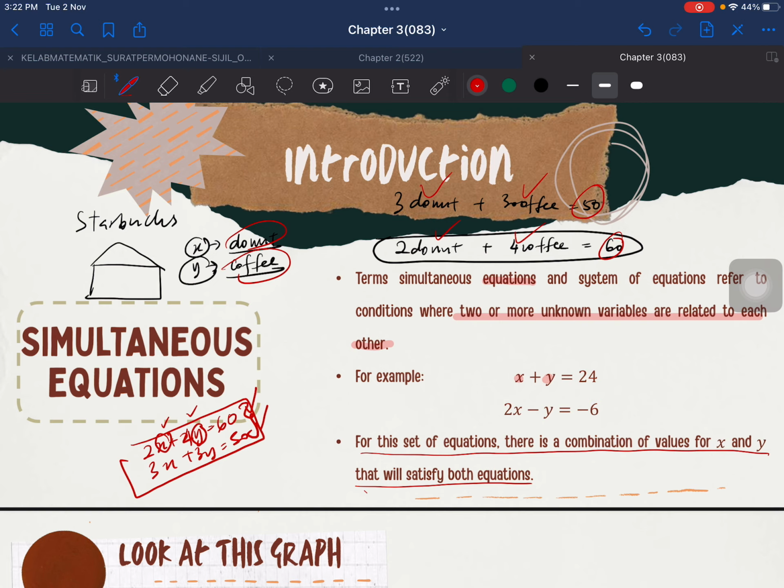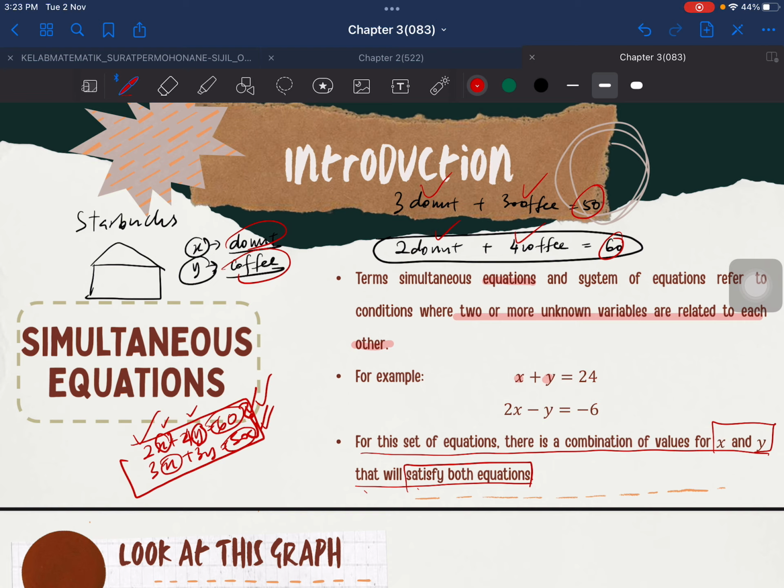Di mana bila awak solve dua-dua persamaan ni, awak akan dapat nilai X yang memenuhi kedua-dua persamaan. Maksudnya nilai X dan Y, kalau awak masuk dekat equation pertama, awak akan dapat nilainya 60. Kalau awak masuk ke equation yang kedua, awak akan dapat nilainya 50. Itu yang kita panggil sebagai value of X and Y that satisfy both equation. Maksudnya value of X dan Y itu akan memenuhi kedua-dua equation ni. Kita akan cari nilai X dan Y. When we are talking about solving, means we are finding the value of unknown. So sekarang unknown kita adalah X dan Y. So kita akan cari nilai X dan Y.